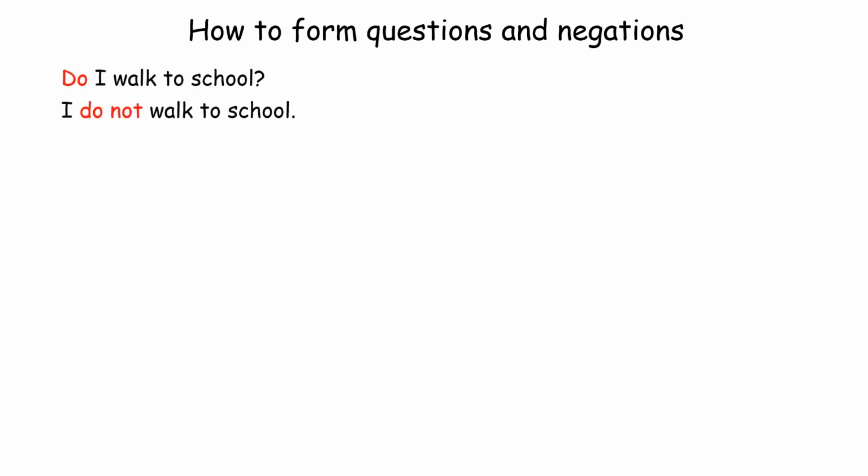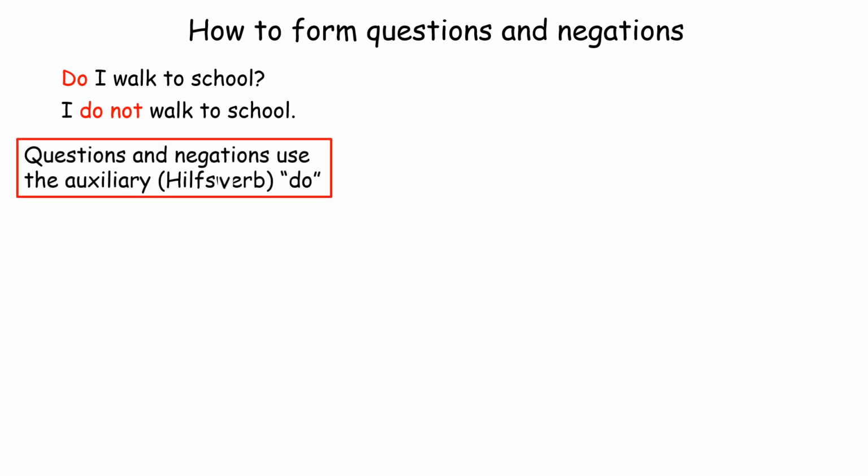The red highlights in the sentence show it. Do I walk to school? I do not walk to school. We need a form of to do. In this case, do is an auxiliary, ein Hilfsverb. So we can formulate the rule. Questions and negations in the simple present use the auxiliary do.